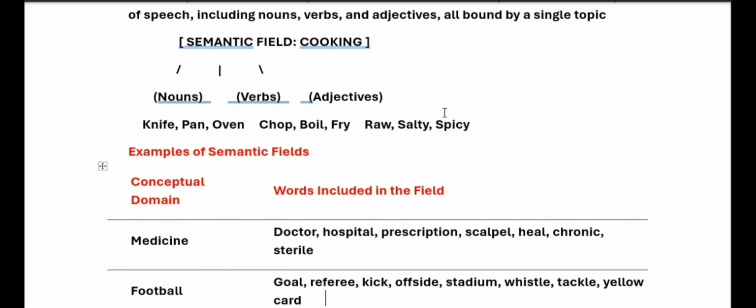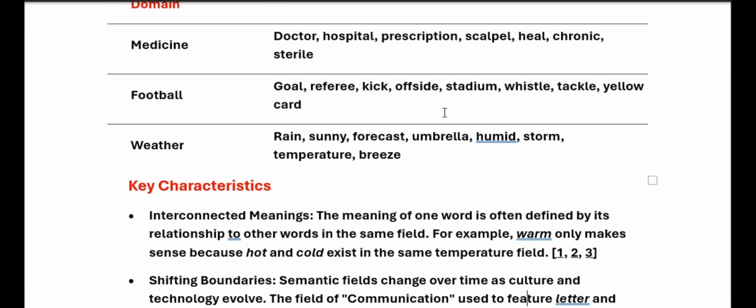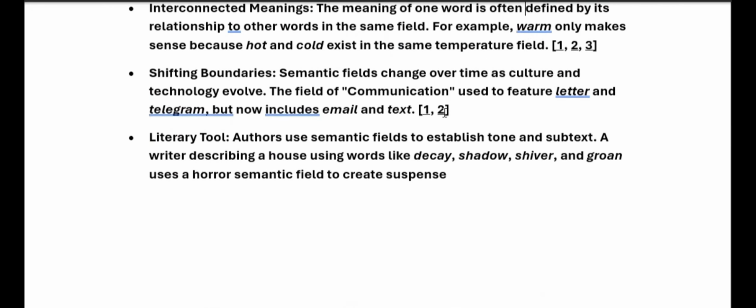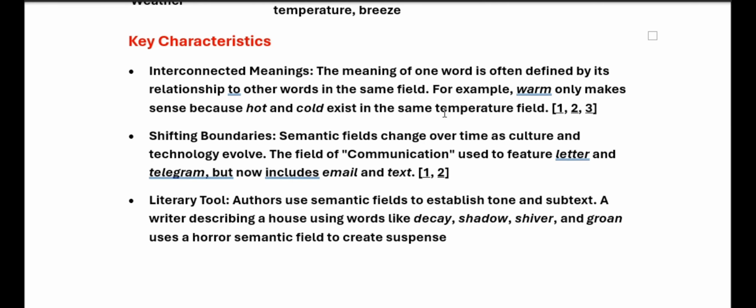And now here are more examples. Medicine is a semantic field which includes words like doctor, hospital, prescription. Football, likewise: goal, referee, kick, out, offside, stadium. Weather: rain, sunny, forecast. Now they are not synonyms. They are just part of the same semantic field. Their key characteristic is that they have interconnected meaning, which means the meaning of one word is often defined by its relationship to other words in the same field. For example, warm only makes sense because hot and cold exist in the same temperature field.